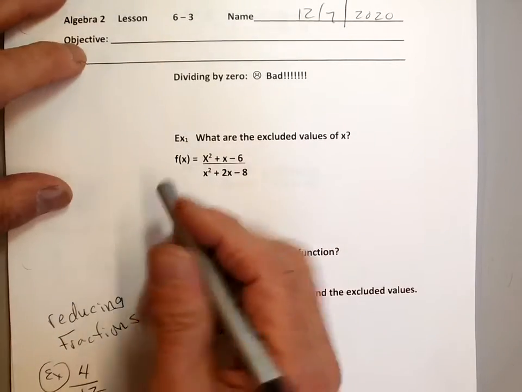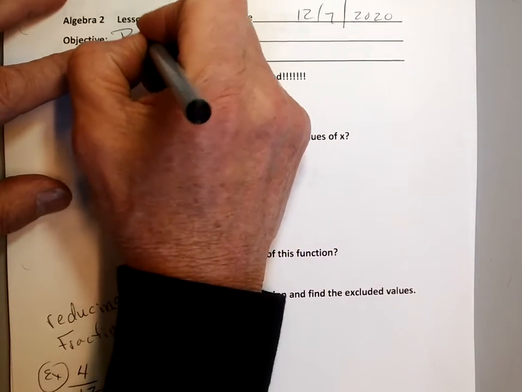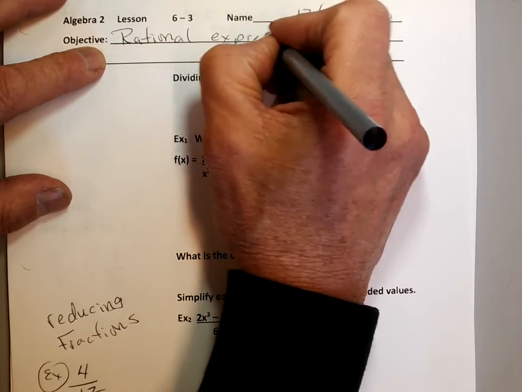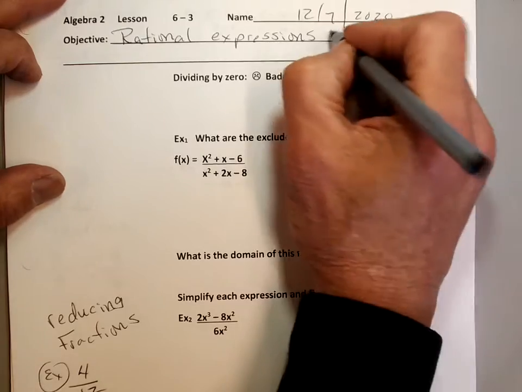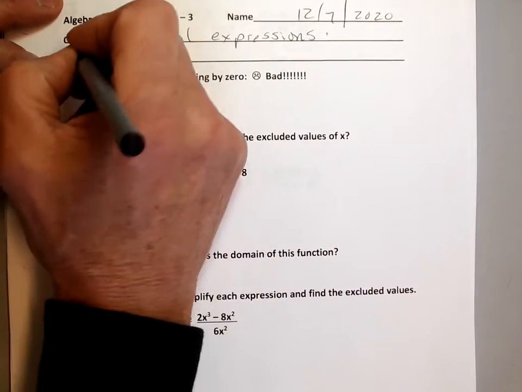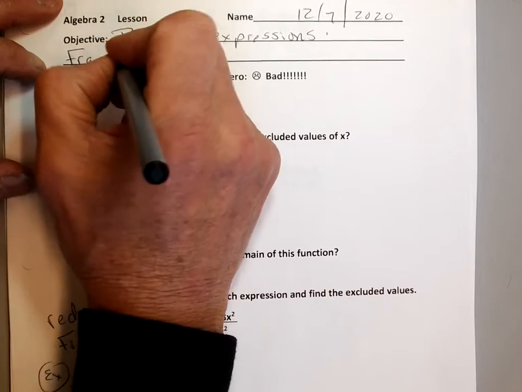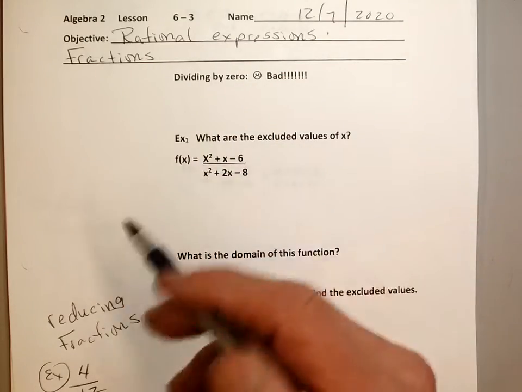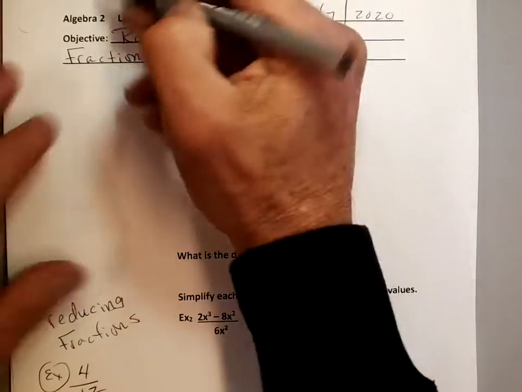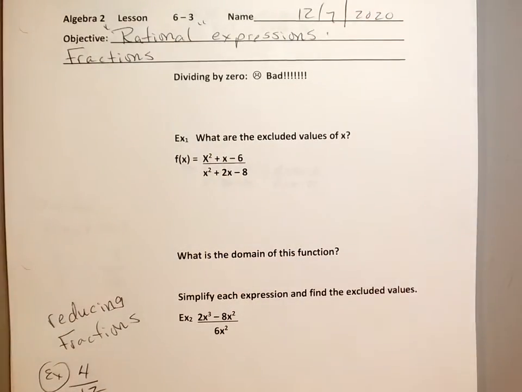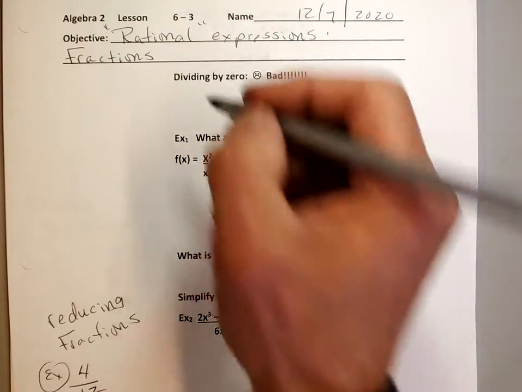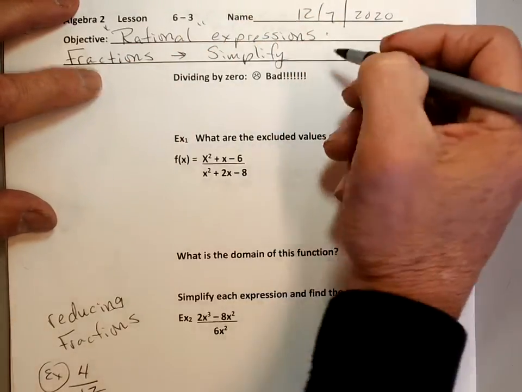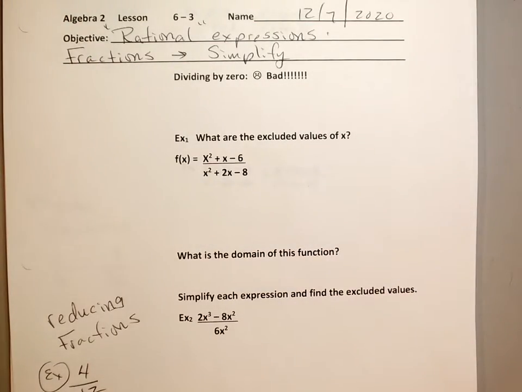We're talking about things called rational expressions. With rational expressions, it's a fancy word for fractions. A fraction is just a rational number. Rational means fraction. So what we want to do today is make sure that we simplify these. So we're going to simplify rational expressions. Now before we start though, we know that dividing by 0 is bad, okay?